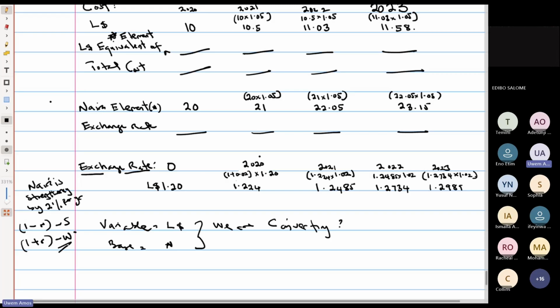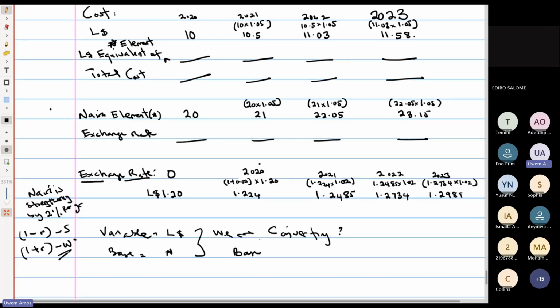These values, the Naira element, what are they? Are they variable or base? That's what we are converting. Are they Naira? Is it variable or base? We are converting the base. Because we are converting Naira, we are converting the base.